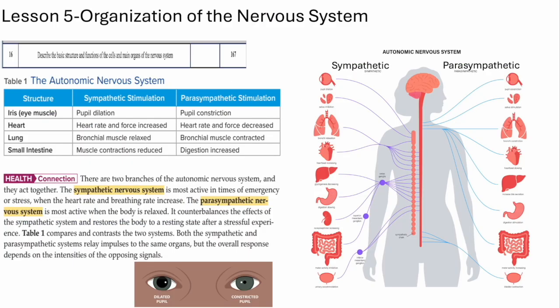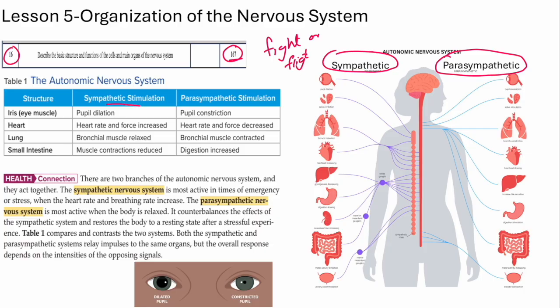Question number 16, as we discussed, is about the autonomic nervous system, right? It is from page number 167. The autonomic nervous system is divided into two, that is the sympathetic nervous system and the parasympathetic nervous system. So the sympathetic nervous system is, as we discussed, the fight or flight response, right? Whether you have to decide if you are going to fight back or run away.